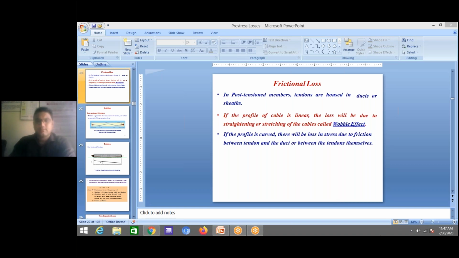Okay, right. So any doubts in these two losses? In the next coming classes we will discuss how to calculate the frictional loss, creep loss, shrinkage loss, and the relaxation of steel loss. And we will try to solve a few more problems on all these individual losses. So by that we will be able to understand these pre-stressing losses clearly. Any doubts?